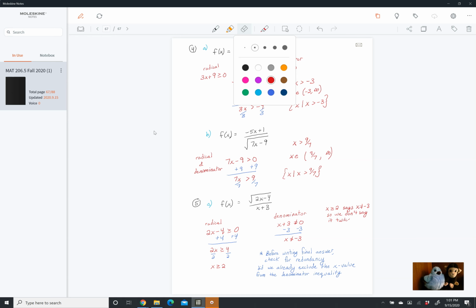Because of that, our answer is just x is greater than or equal to 2, or 2 to infinity. Okay, and in set notation, x such that x is greater than or equal to 2. So that's the only extra complication of having the two inequalities, is that you have to check for redundancy. If this had been x is not equal to 3, well, 3 is greater than or equal to 2, so it would not have been excluded. We'll do an example of that in the next one. I'll try and make sure that I get that.